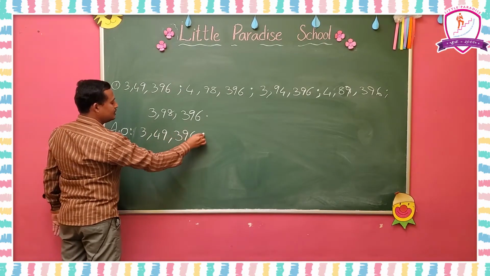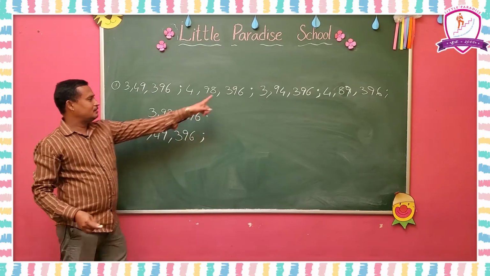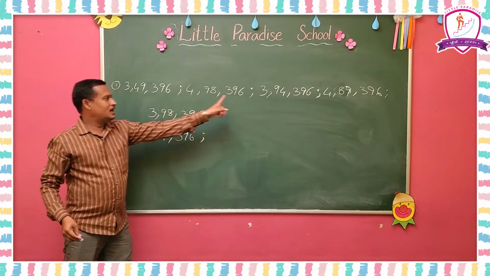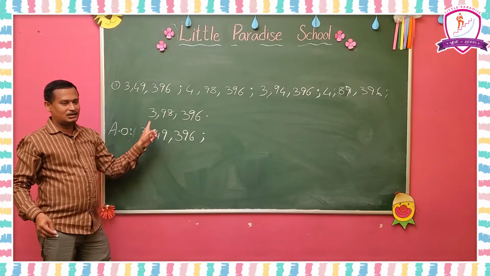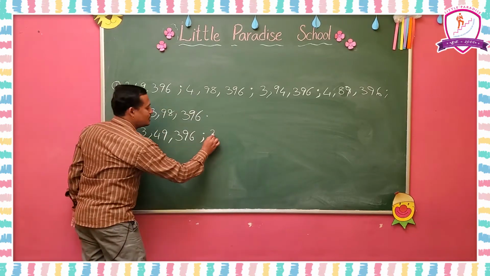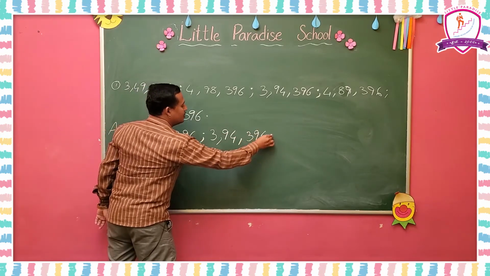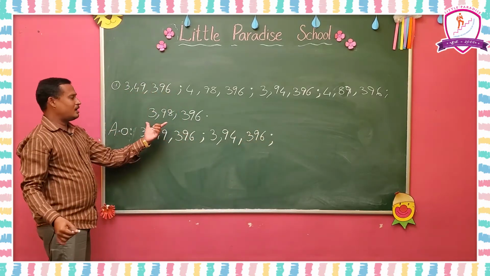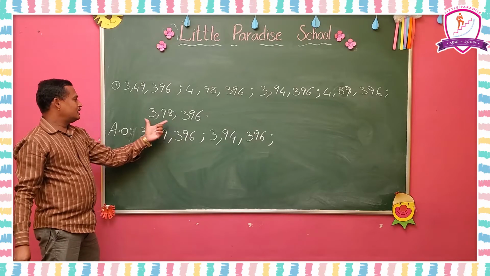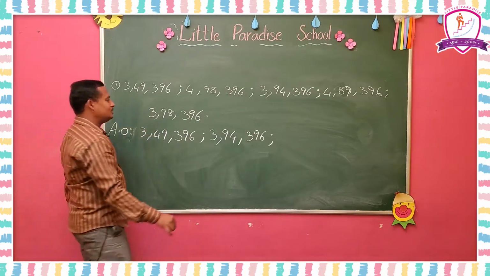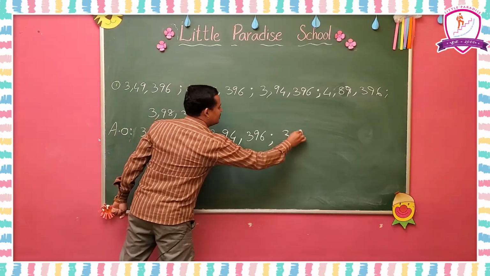3,49,396. Immediately you have to compare the remaining two numbers here: 3,94,000 and 3,98,000. 3,94,000 is the smallest one. So, 3,94,396. After that, immediately you have to write the remaining number, 3,98,396.